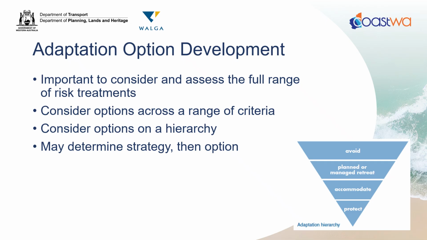So we want to consider our options across a range of criteria, and we consider them on a hierarchy. Some options are preferable to others. The adaptation hierarchy, which is presented in the bottom right there, which we'll step into in a little bit more detail soon. This is taken from the CHARMAP guidelines and provides us that hierarchy of options to consider. And we may want to initially consider the strategies, the broader strategy, how that fits in the context of these options, and then fine-tune that down to a specific option.